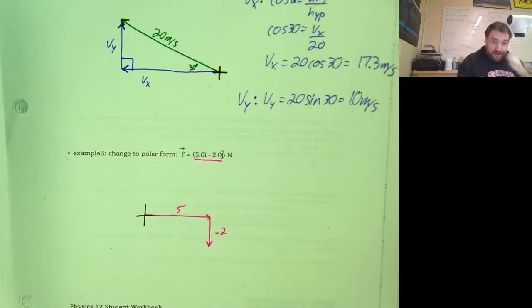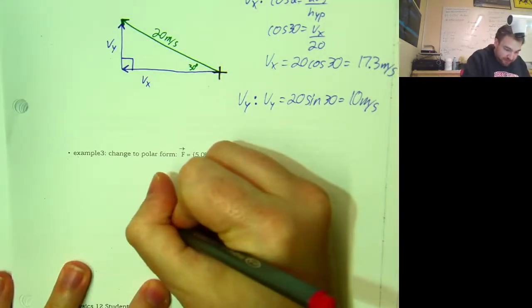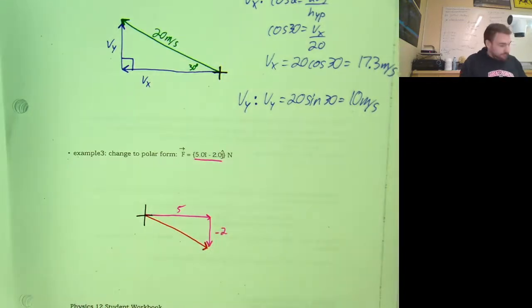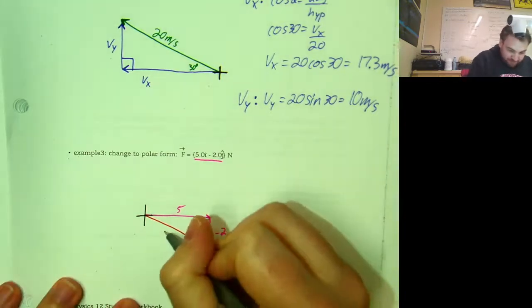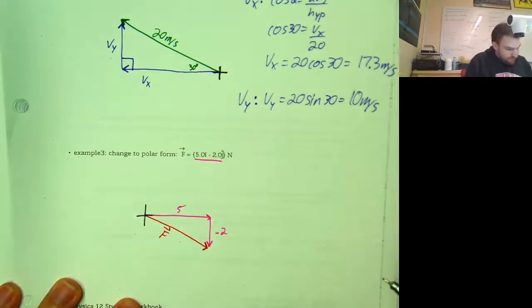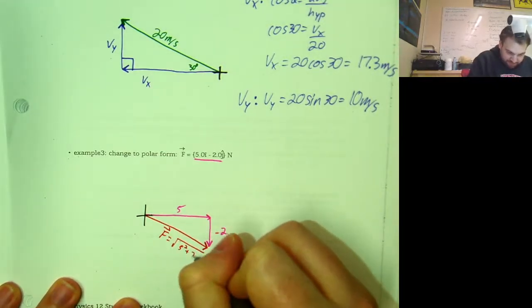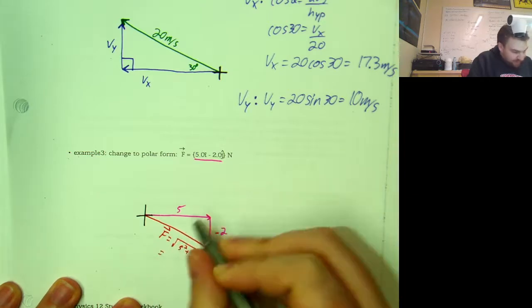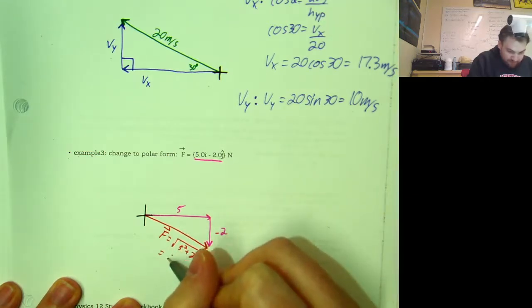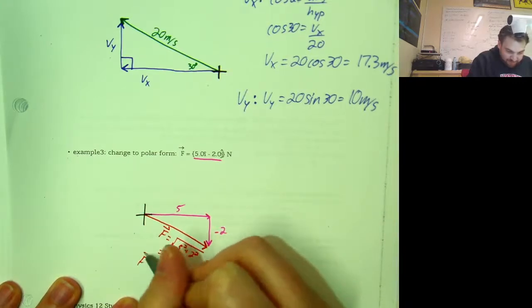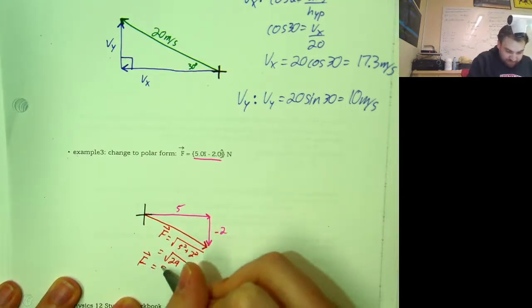So then our resultant vector is just from the tail of the first to the tip of the second. This is our force vector here. That's going to equal the square root of 5 squared plus 2 squared, which is the square root of 29. So we got a force vector that's 5.4 newtons.